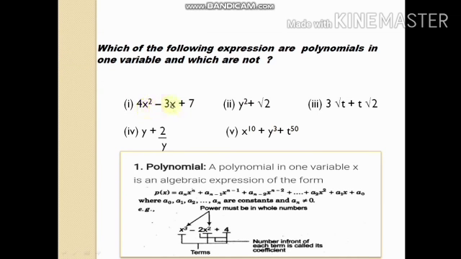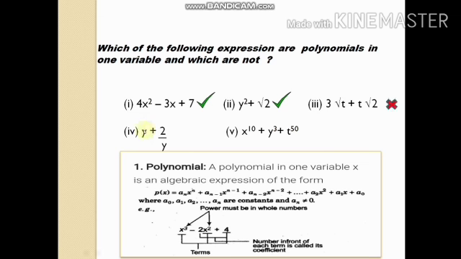In second term also the power of x is 1, it means positive integer, it means it is a polynomial. In this second case, y square plus root 2, you can easily see here the exponent of y is 2, which is a whole number, so it is also a polynomial. In this third part, 3 root t plus t root 2. Root t, it means t to the power 1 by 2, which is not a whole number. It means it is not a polynomial.